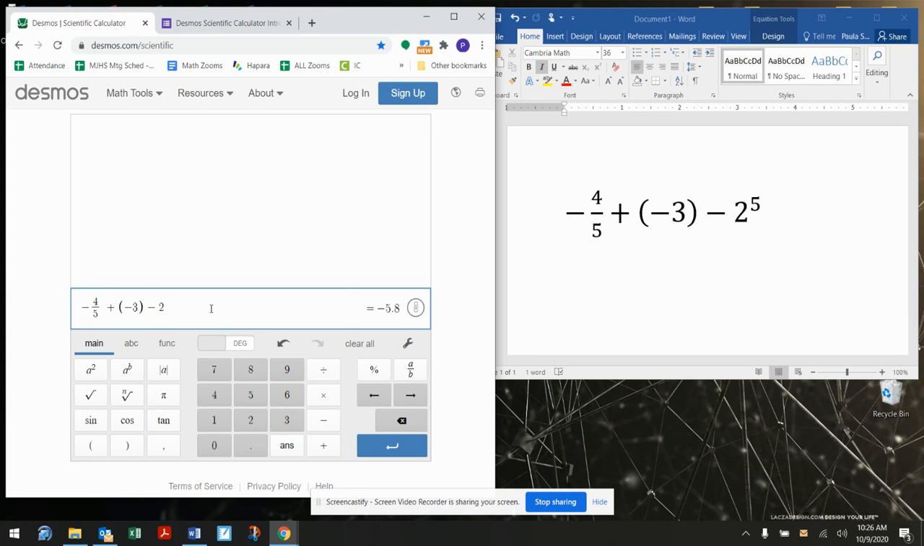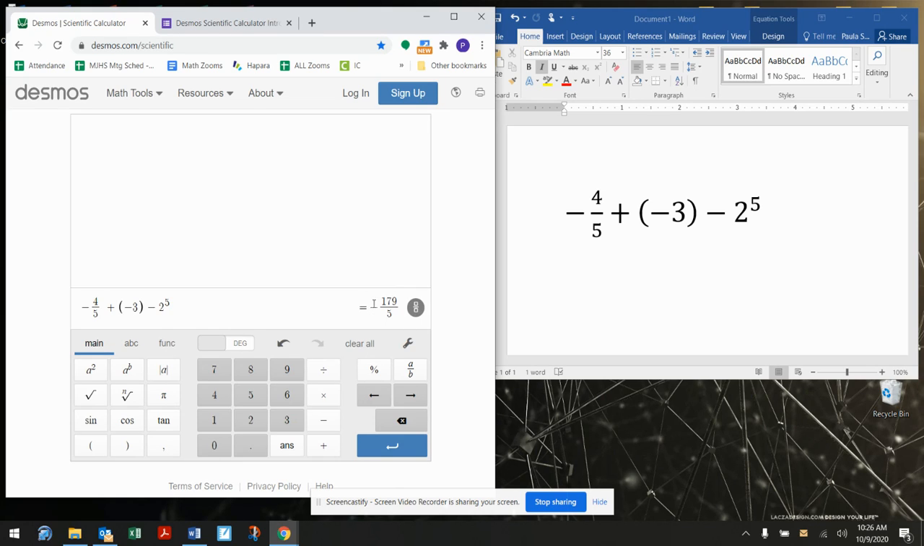Now I want to subtract 2 to the 5th power, and I'm going to use this A to the B button, so that I can get my cursor up so I can put in an exponent of 5. And once I enter that 5 in, I have my answer there. So we should have gotten -35.8. You can click the convert to fraction button and get -179/5. Both of those answers are correct.